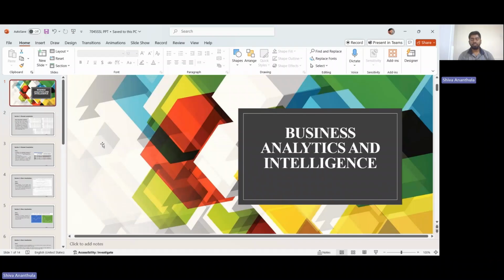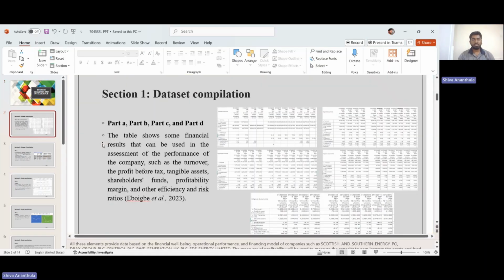Today we are going to discuss electricity production in the UK. Moving on to the slide. Firstly, we'll discuss Section 1, dataset compilation. I have divided it into four parts: Part A, Part B, Part C, and Part D.